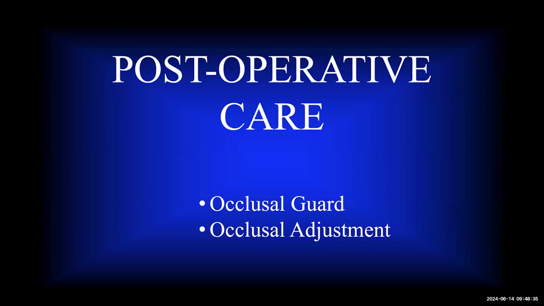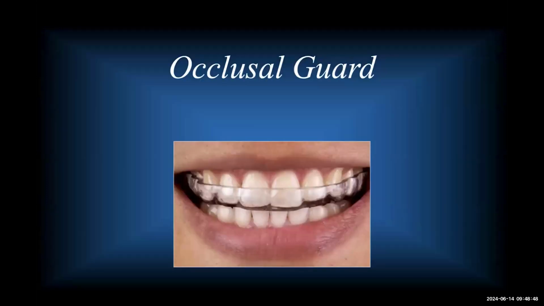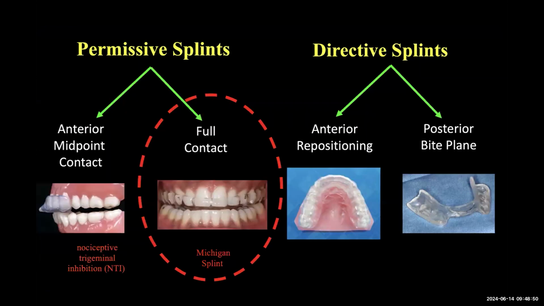Okay, so I only have a couple more minutes, so let's finish this up and talk about post-operative care. And this is something a lot of people don't think about. Do I need an occlusal guard? And if I do, what type is it? Well, first of all, it should be a permissive splint or a night guard or occlusal guard, whatever you call it. The most common being a Michigan splint.